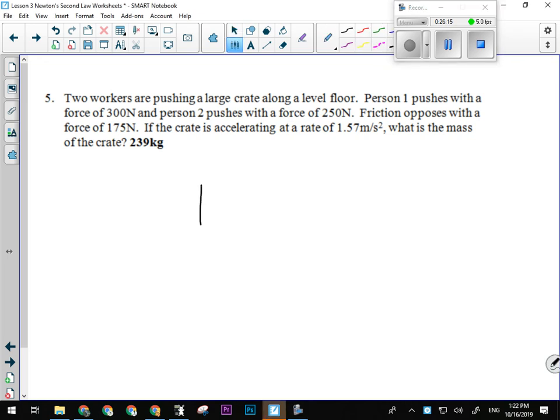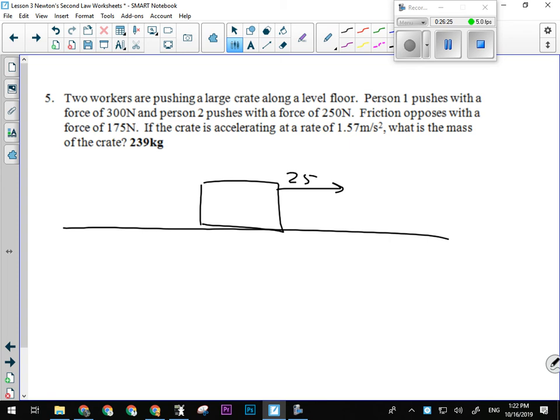So we've got our crate. The crate's on the floor because it says they're pushing it across a level floor. One of the workers is pushing with 250 newtons. One of them is pushing with 300 newtons. Friction is opposing with 175 newtons. We don't know the mass of the crate. What can I find with those three numbers? I can find F net using the vector sum of all forces.